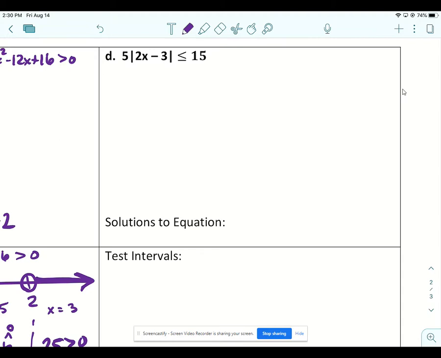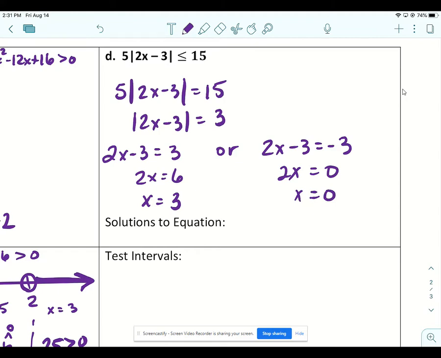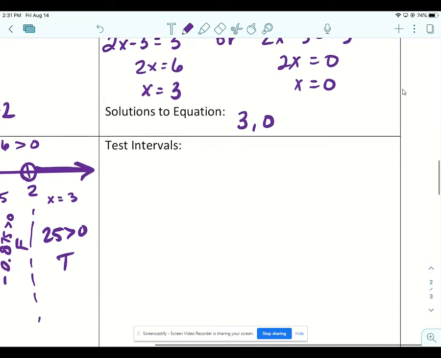All right. So this one, I'm going to go ahead and change it to an equation. Divide by the 5. And then for absolute value, we're going to have 2 equations. One where what's inside there equals 3, and then one where what's inside there equals -3. And then just solve each of those by adding 3 and dividing by 2. So we get 2 answers, 3 and 0, to the equation.